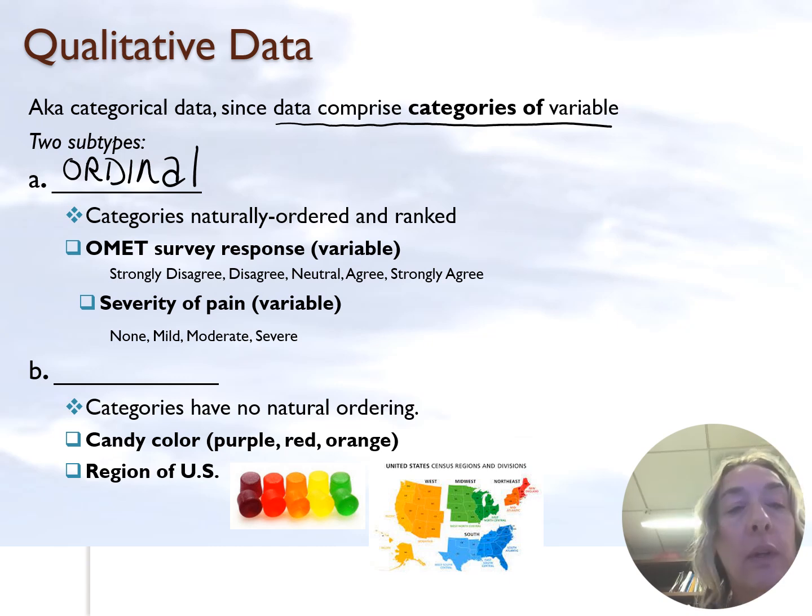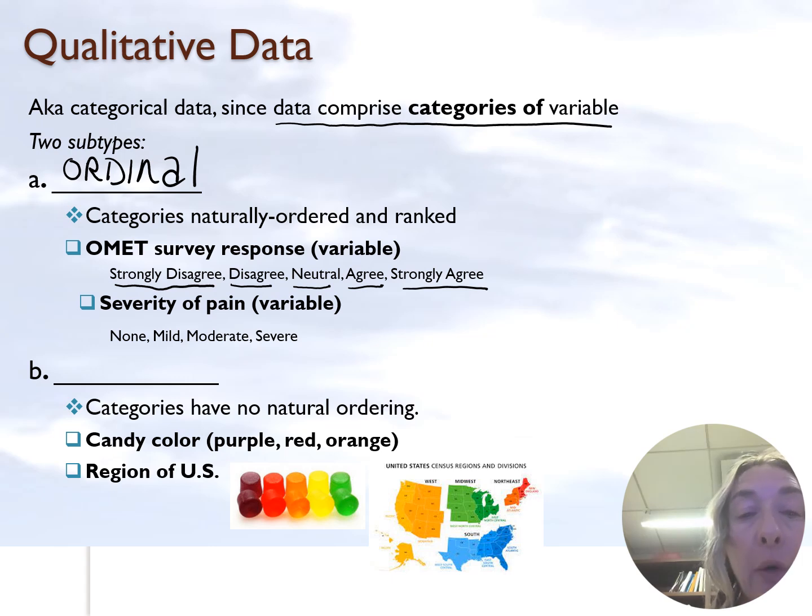For example, teaching evaluation survey responses or OMET survey responses. You as a student can rank an instructor's effectiveness on a scale, anywhere from strongly disagree about a certain teacher's teaching effectiveness, to disagree, to neutral, to agree, to strongly agree. So there are 5 different categories that measure a particular instructor's teaching effectiveness, and you rank that instructor on one of those 5 categories.